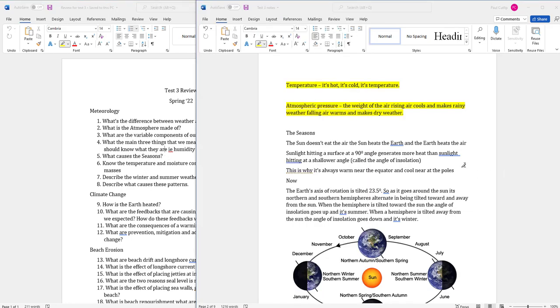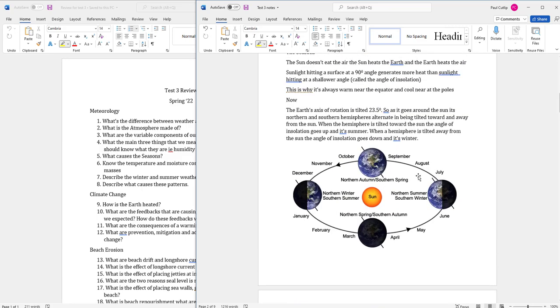What causes the seasons, right? It is not that we are closer to the sun in the summer or further in the winter. Okay, that is simply not true. What's happening here is what I just highlighted. The Earth's axis of rotation is tilted 23.5 degrees. So if you're in the hemisphere tilted toward the sun, it's your summertime. If you're in the hemisphere tilted away from the sun, it's your wintertime.